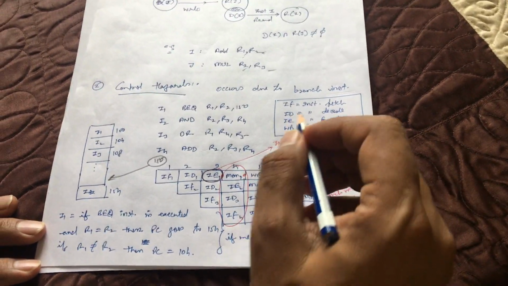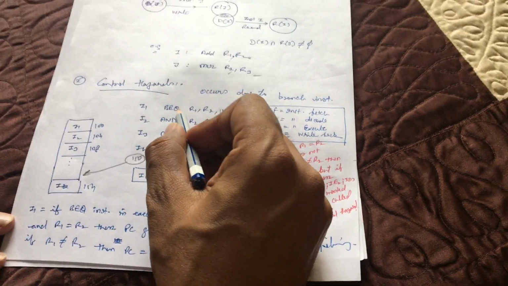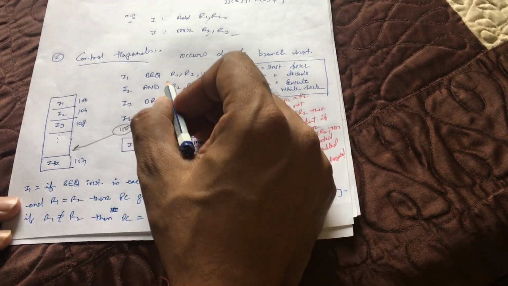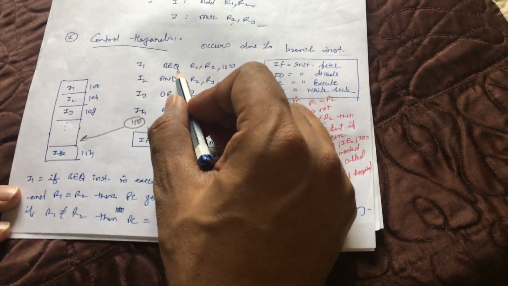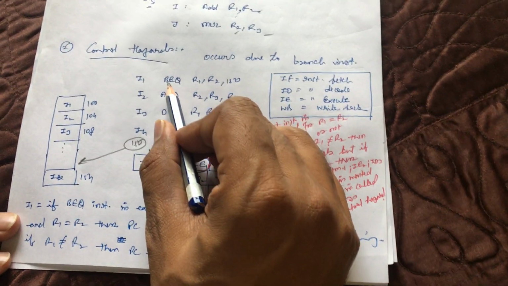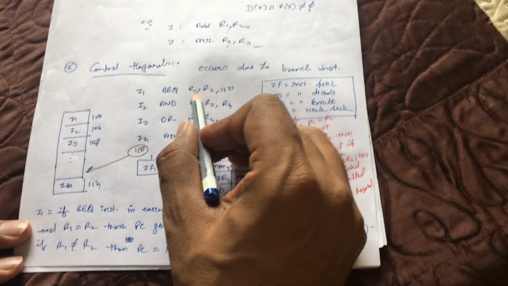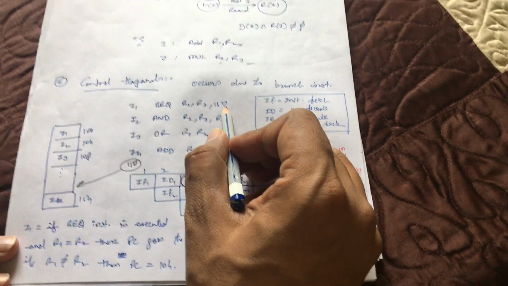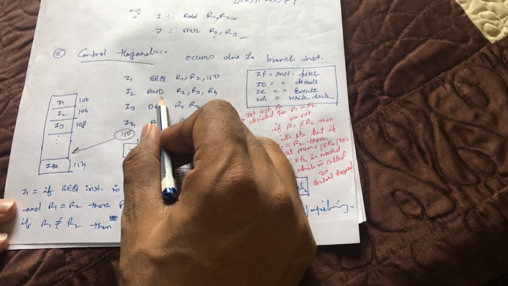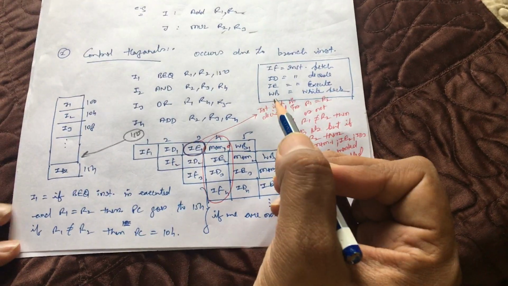We can explain with the help of one example. Let's say these 4 instructions are there. BEQ, this is a kind of jump instruction. That means jump to 150 if this is true. That means if R1 and R2 contents are equal, you need to jump to 150. Next is AND instruction, OR instruction and add instruction.